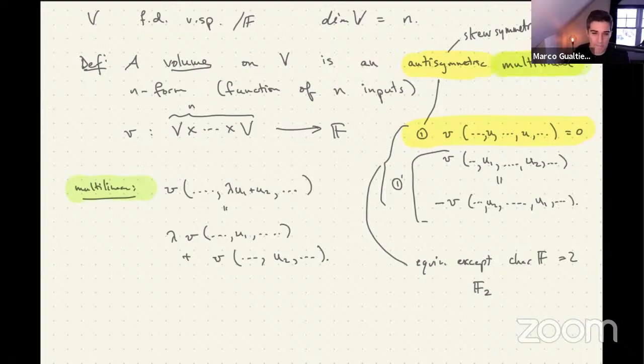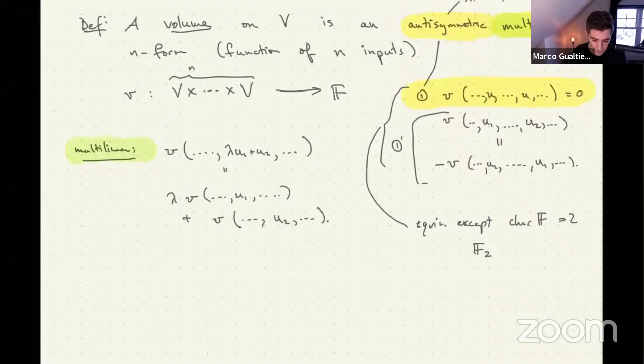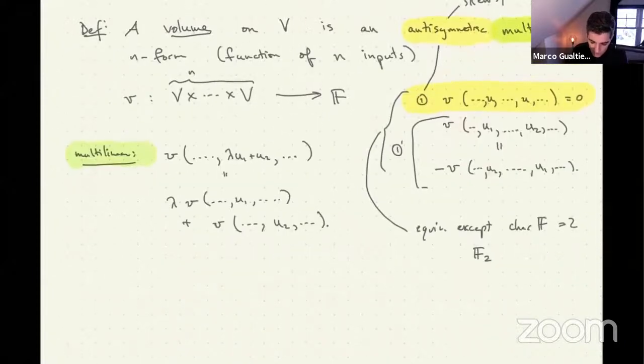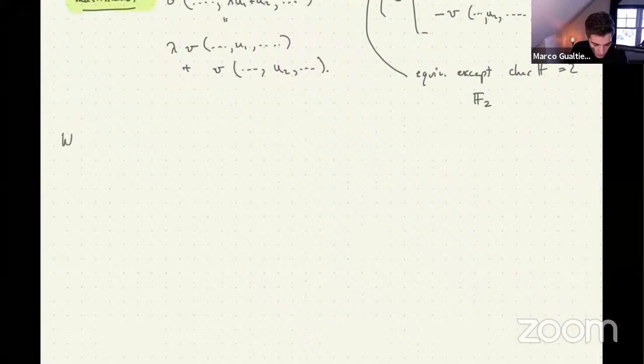But let's ignore this issue. If you want, you can pretend that I'm over R or over C or over any other field except for F mod 2 or F a power of 2. Okay, so this idea of a volume. So the first question I want to ask is, what is the set of all volumes on V?